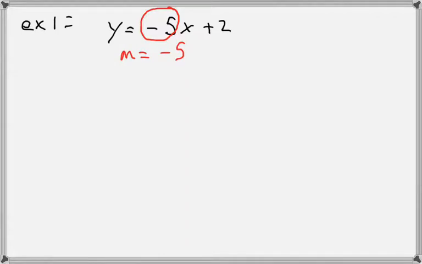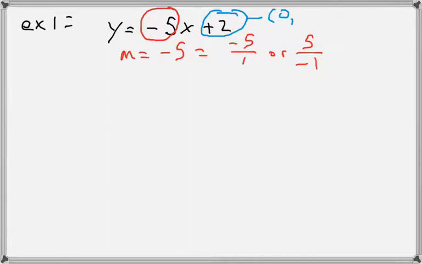A slope has a rise over a run. So we need to make this guy a fraction. We have two choices. We can make it be negative 5 over 1, or it could be positive 5 over negative 1. So those are my slopes. Either way is acceptable. And we need to identify what is our y-intercept. It comes from this point right here. The y-intercept is the point (0, 2). That is my y-intercept.